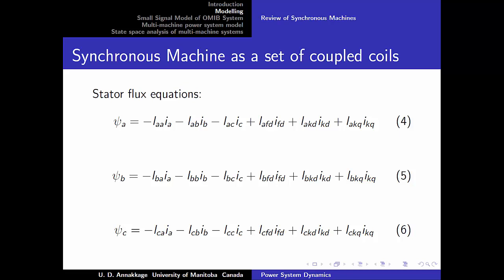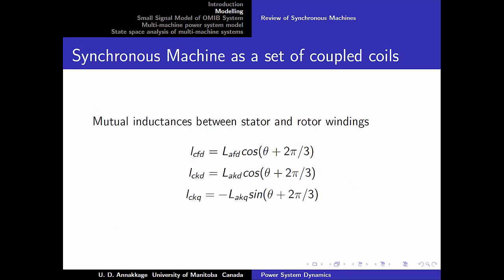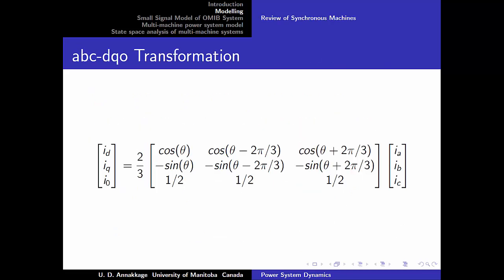We can easily solve this problem thanks to a powerful transformation. Now let's go back to where we stopped. This is a powerful transformation that eliminates the time dependency of inductances. We define three fictitious currents called ID, IQ and I0 on the left side of the equation in terms of actual stator currents IA, IB and IC on the right hand side of the equation.